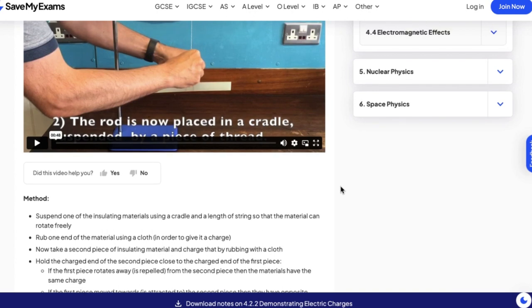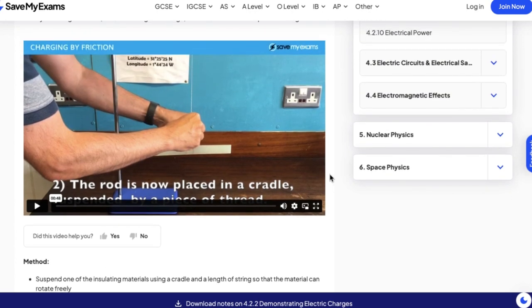So if we want to see the method, what is being done, how we charge by friction, then we follow suit.